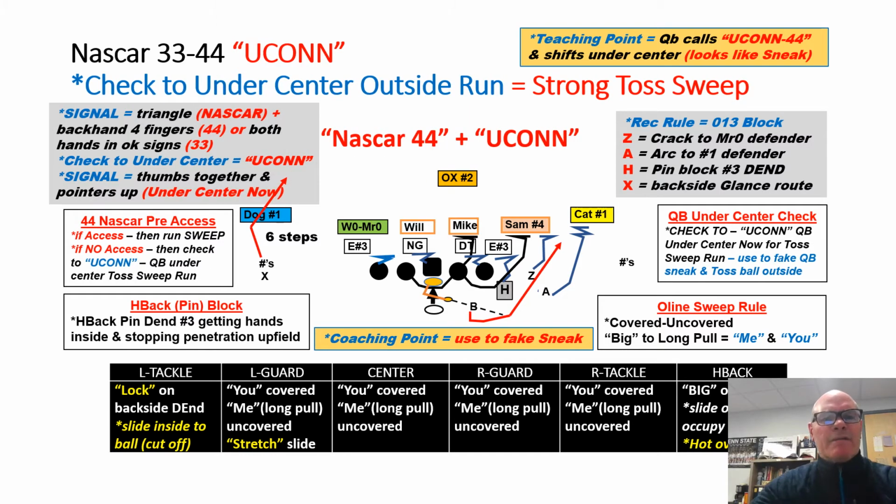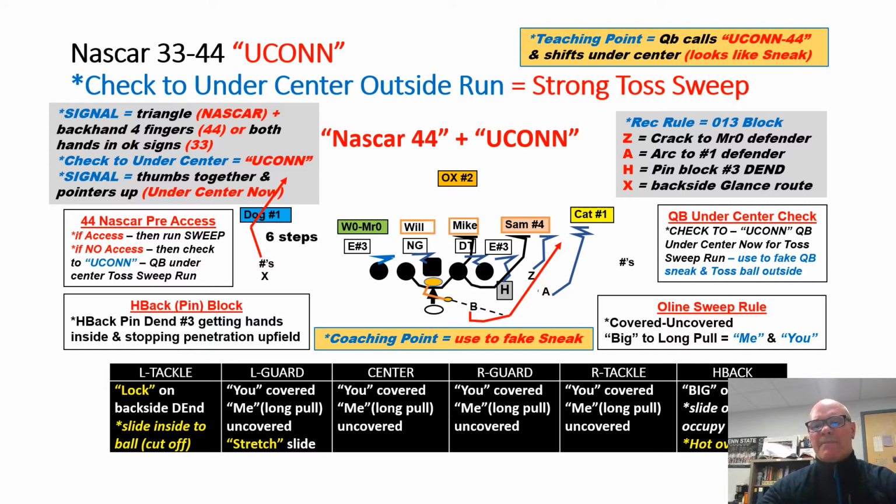All right. Now our next check with the outside run is just simply being able to run this from under center. So again, we still would call NASCAR 44. So we're going to line up in our squeeze 4x1 set to the right. We're going to run toss sweep to the right.